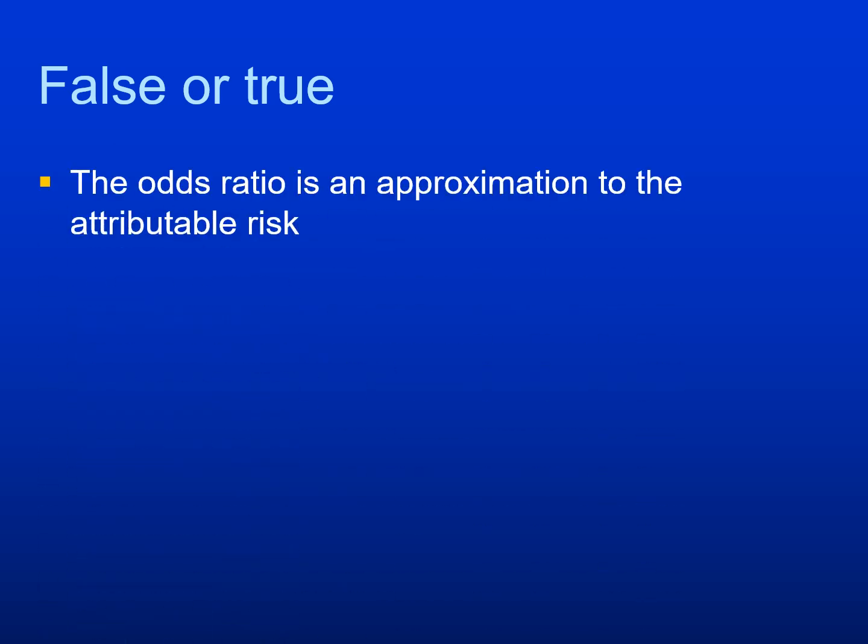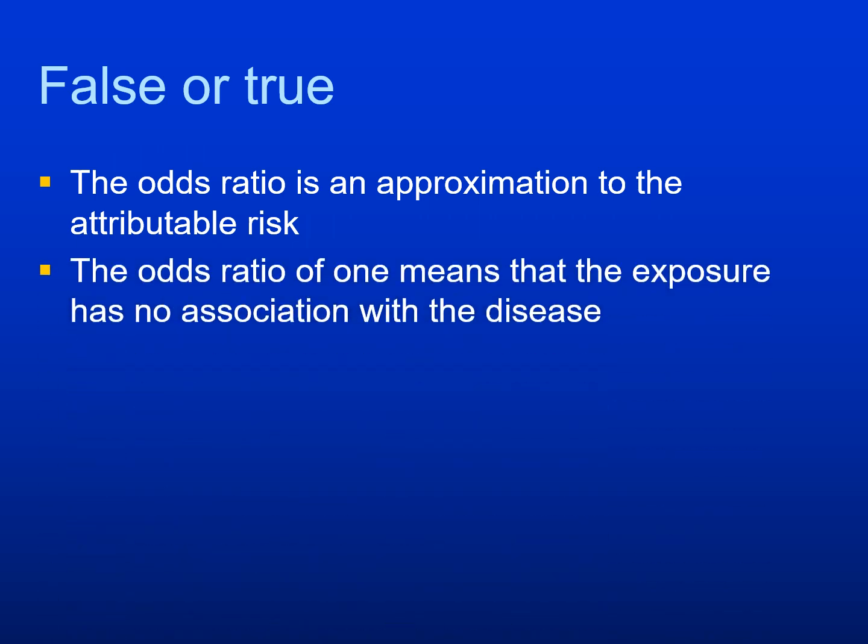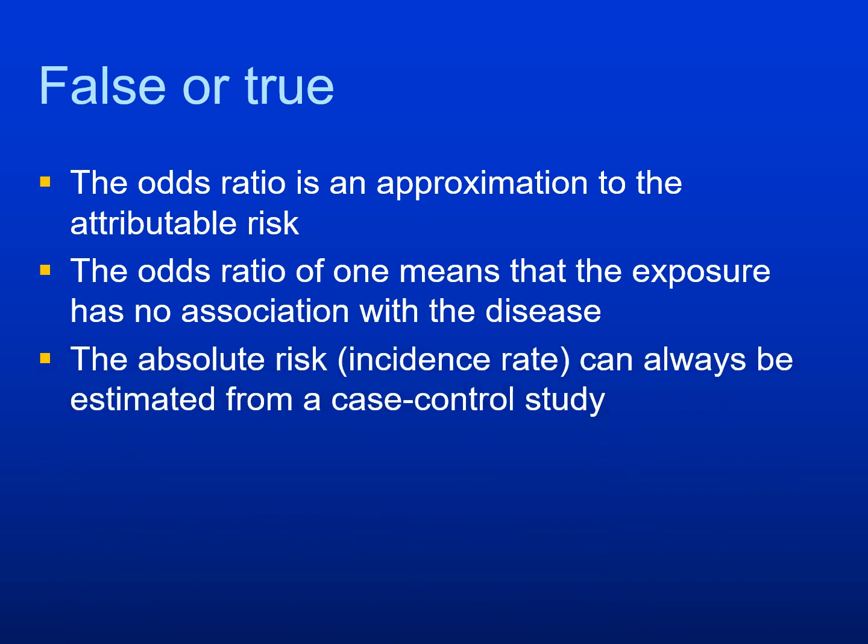False or true? The odds ratio is an approximation to the attributable risk. The odds ratio of 1 means that the exposure has no association with the disease. The absolute risk or incidence rate can always be estimated from a case control study. The relative risk can be exactly estimated from a case control study.